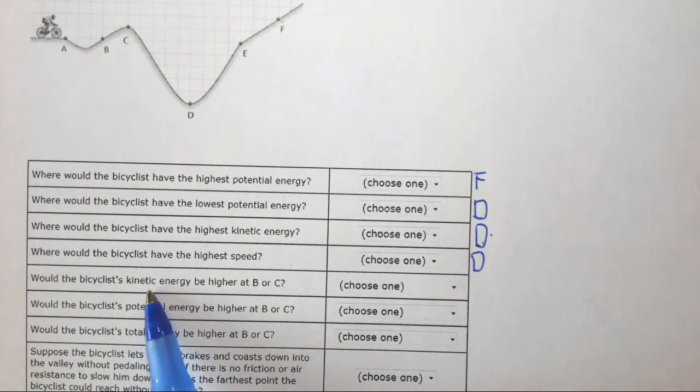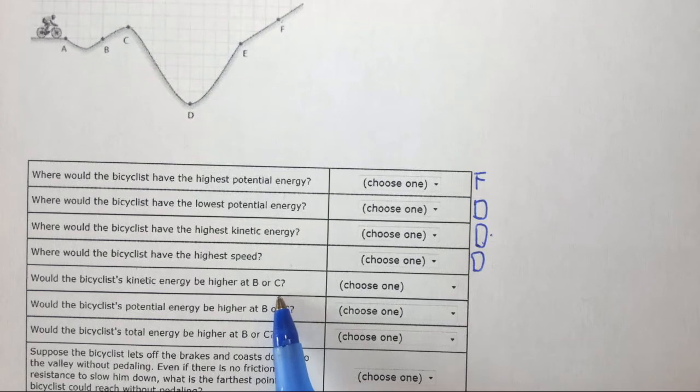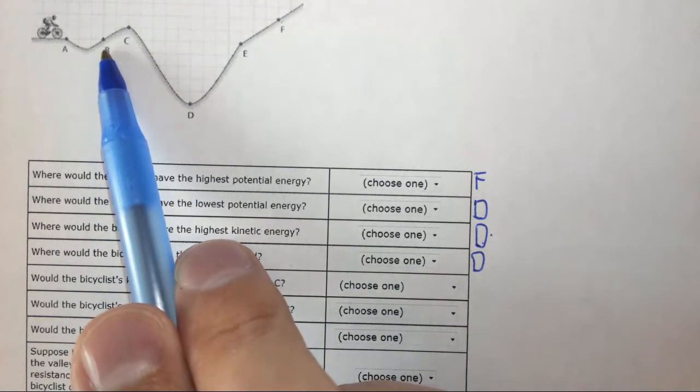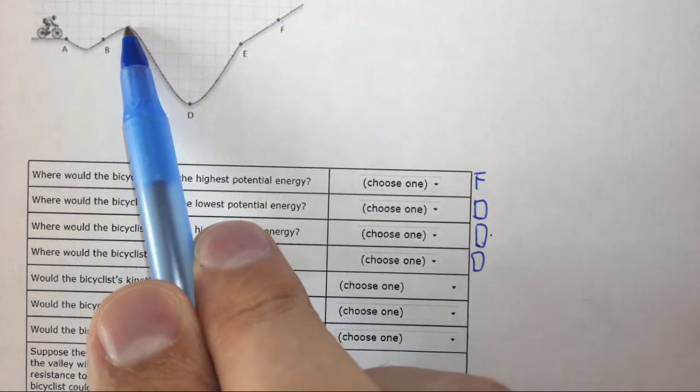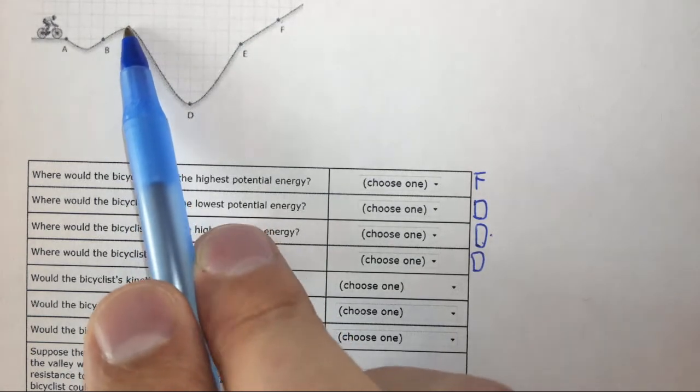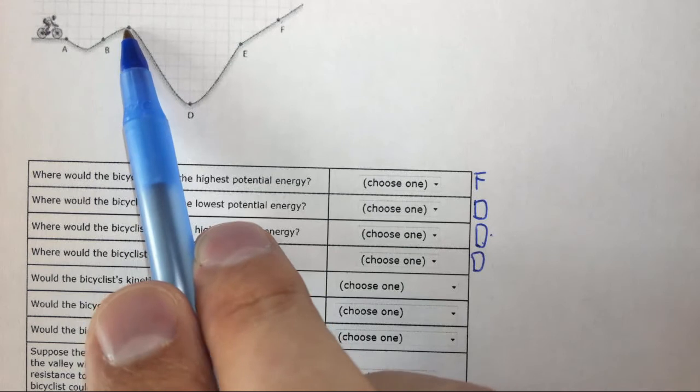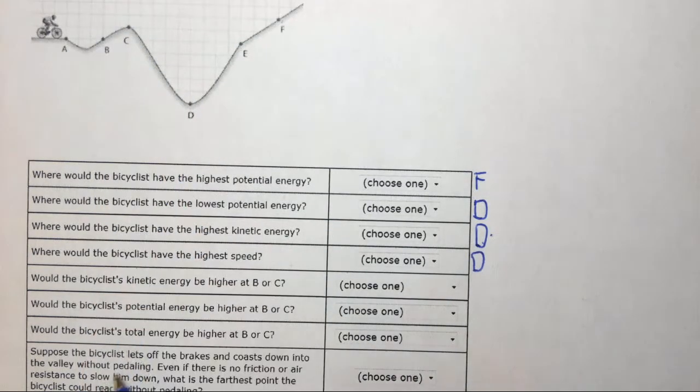Would the bicyclist's kinetic energy be higher at B or C? So here we have B and here we have C. Since C is higher in altitude, the potential energy, the energy of position, is higher for the bicyclist. Therefore, by definition, the kinetic energy must be lower. So the bicyclist would have higher kinetic energy at point B than at point C.